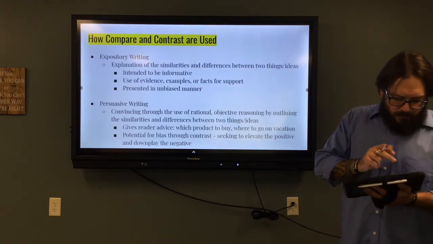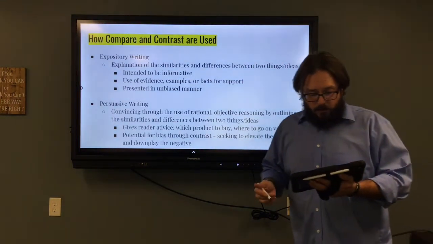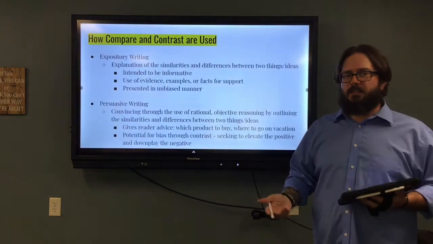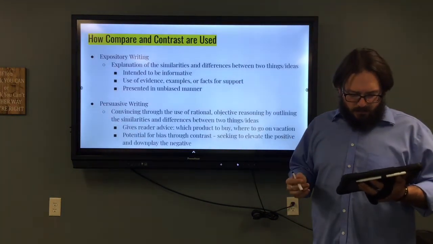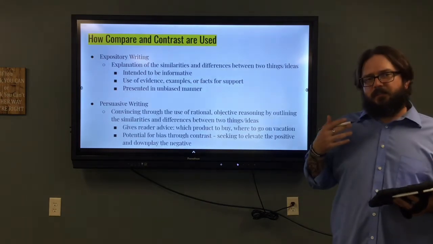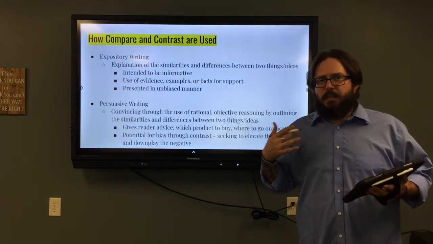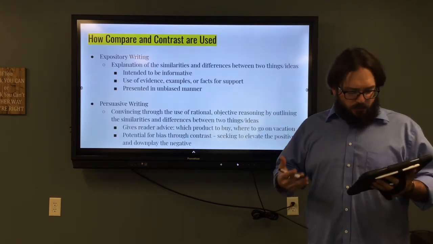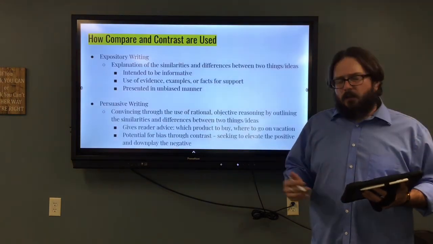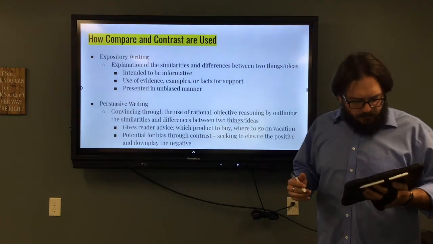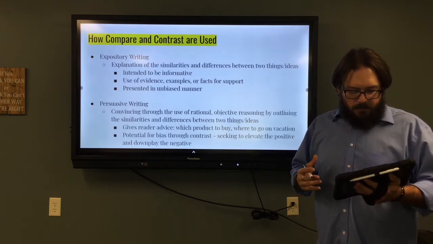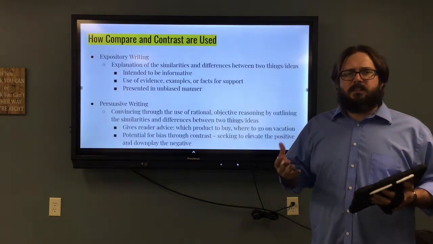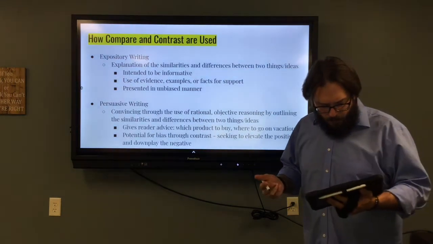So when an author uses compare and contrast in expository writing, they are explaining the similarities and differences between two or more things or ideas. The purpose of this is to simply be informative. The author will use evidence as well as examples or facts to support what they are comparing and contrasting. And then they tend to present this information in an unbiased manner.